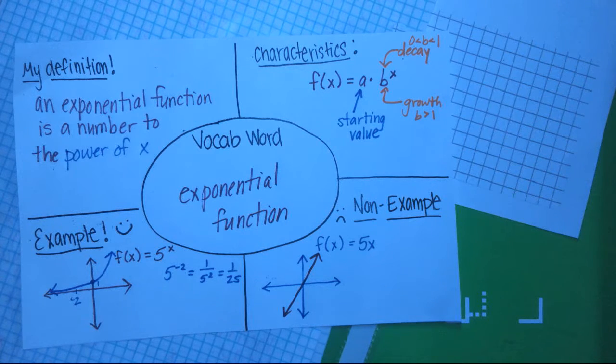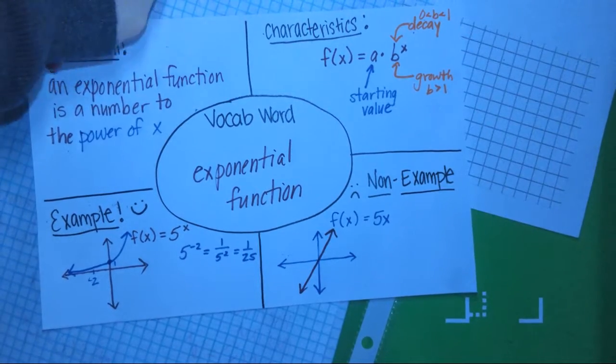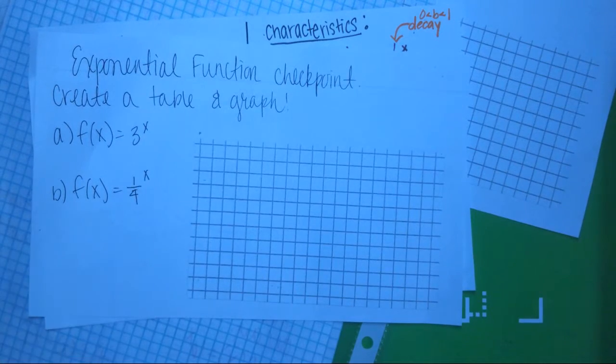Okay. So I'm going to do, it says on the checkpoint that we need to create a table as well as a graph. So I'm going to make my table on my own paper. If you want to do it on the back, that's fine. I just can't flip back and forth and everyone's following me all day. That's not going to work for me.